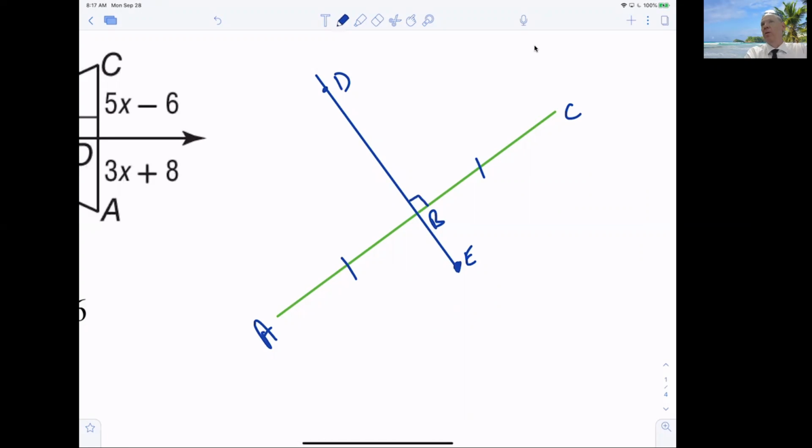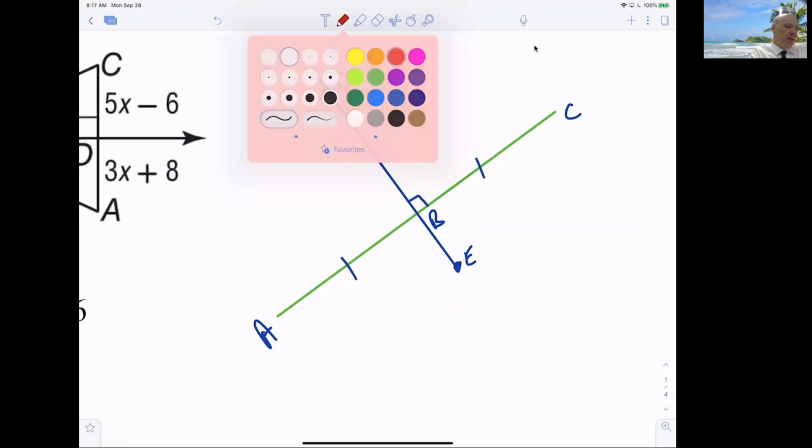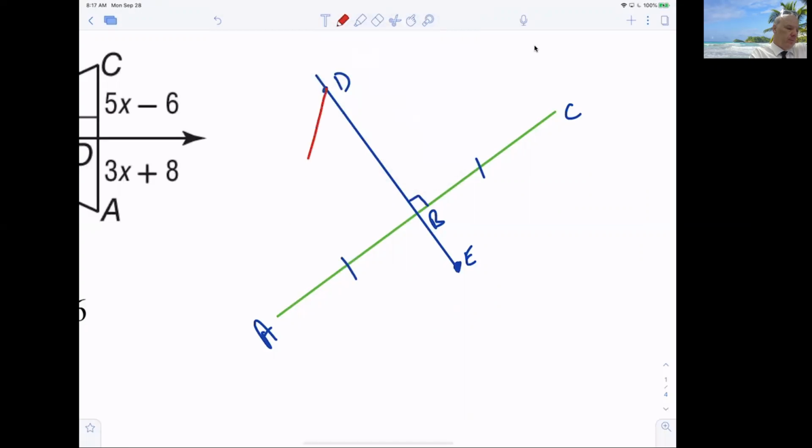That's all that means, guys. Super easy. Now, what I would like to demonstrate is I'm going to draw DA, and then I'm going to draw DC. And what appears to be true? Yes, there are two right triangles. Two right triangles are constructed.